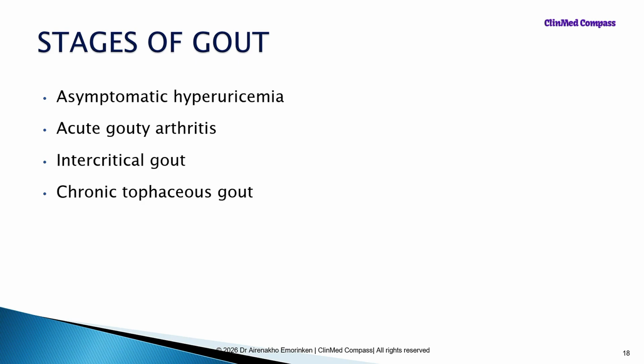Gout progresses through 4 classic stages. First, asymptomatic hyperuricemia. Here you have elevated urate levels without symptoms. Second, acute gouty attack. This is the first painful attack. Third, intercritical gout. Here we have symptom-free intervals between attacks, but biologically active disease continues. Fourth, chronic tophaceous gout. Here there is persistent inflammation, visible tophi, and joint destruction. Not all patients progress through every stage, especially with timely treatment.